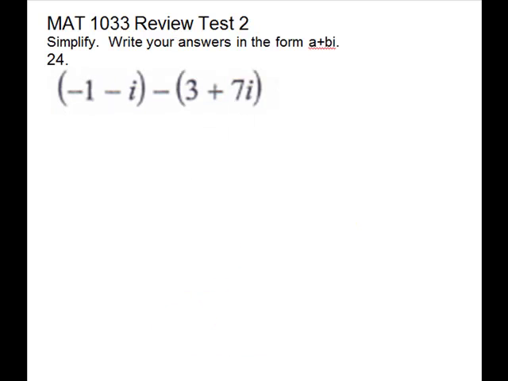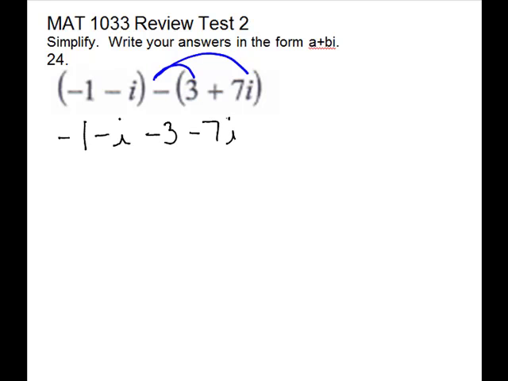In this problem we're subtracting two complex numbers, and really you're just going to distribute your minus here, and then you will combine like terms. The i actually works just like a variable. So let's distribute this minus to the second set of parentheses. Let's rewrite. There's no reason for the first set of parentheses, so you have -1 minus i. This will give us -3 and a minus 7i.